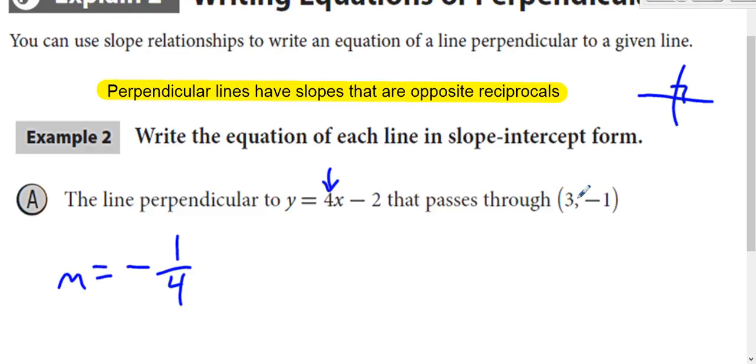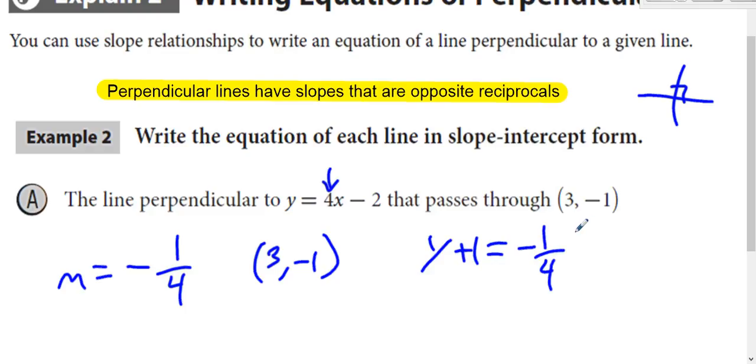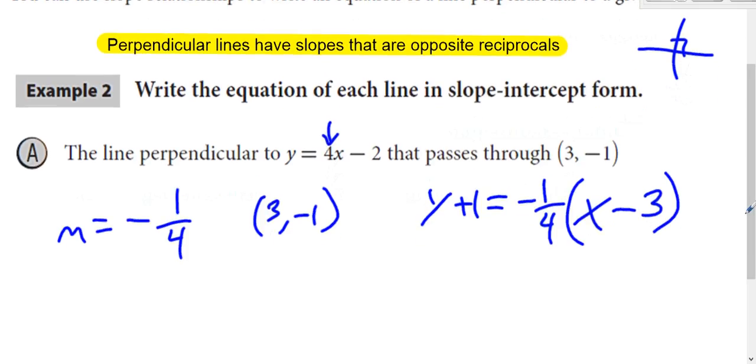And then again, we're going to use the point that they give us, 3, -1. And we'll use that to write our point slope, and then we'll convert it. We do y minus the y value, so y minus -1 turns to y plus 1. And then our slope, x minus 3. Then we distribute, so -1/4 x.